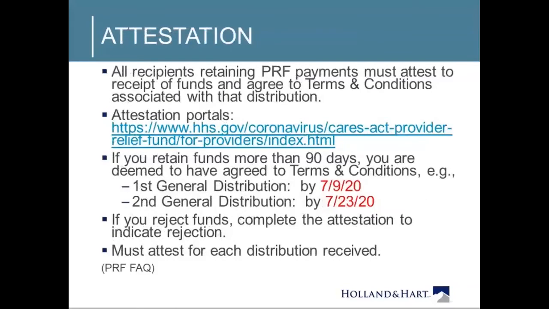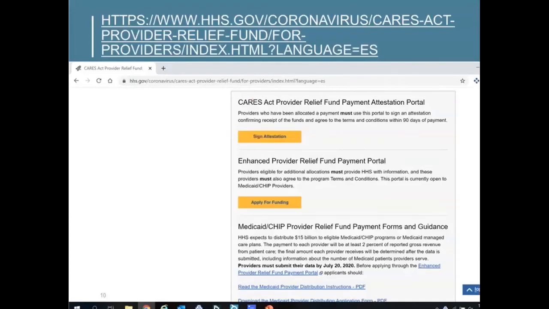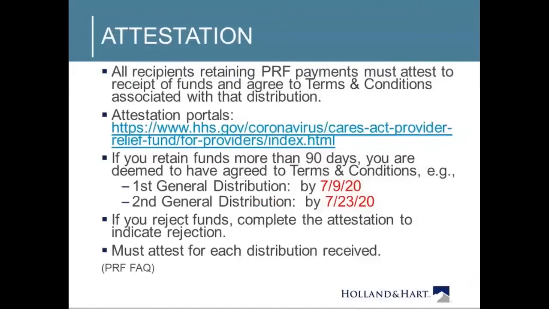If you receive that money, even if you've already got it, you are required to go in and attest to the receipt. So all recipients retaining PRF payments must attest to the receipt of the funds and agree to the terms and conditions associated with that distribution. You do that by going to the attestation portals that are on the government's website. There are different attestation portals depending upon the distribution that you received. You have to go through that process of the attestation. It will guide you through the questions that are asked, and you have to submit certain information.